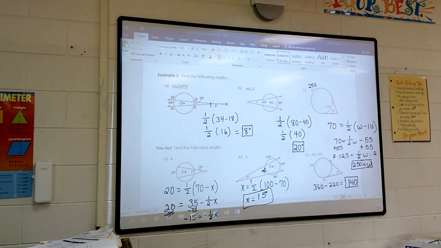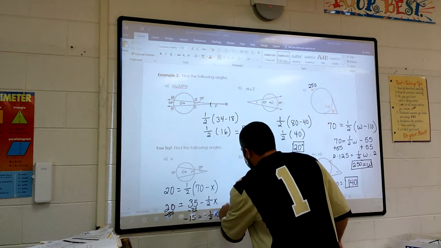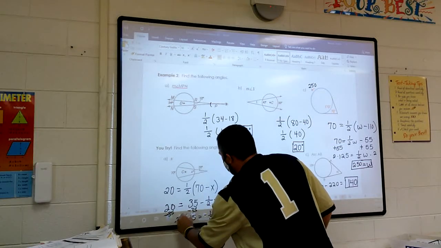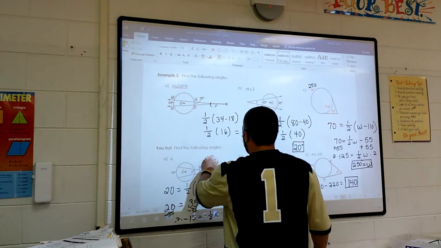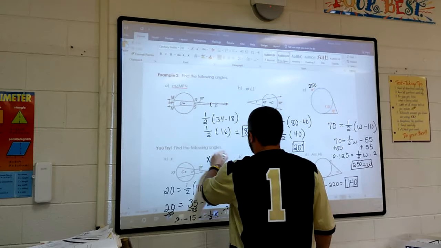But now, if we had 1/2, then we solved it by multiplying by 2, right? So if we have negative 1/2, we can solve it by multiplying by negative 2. So we just multiply by negative 2. So if you multiply by negative 2 to both sides, what's 15 times negative 2? 30. So x equals 30 is my final answer.